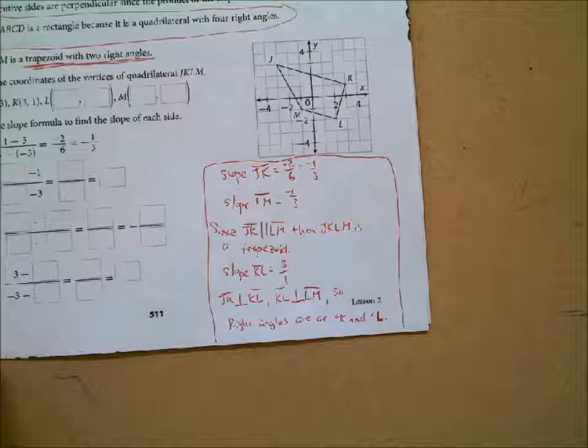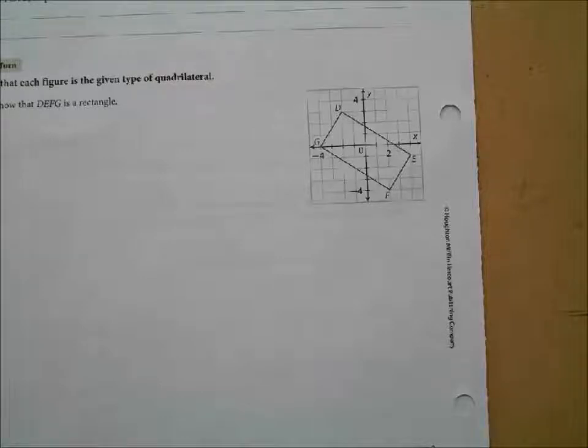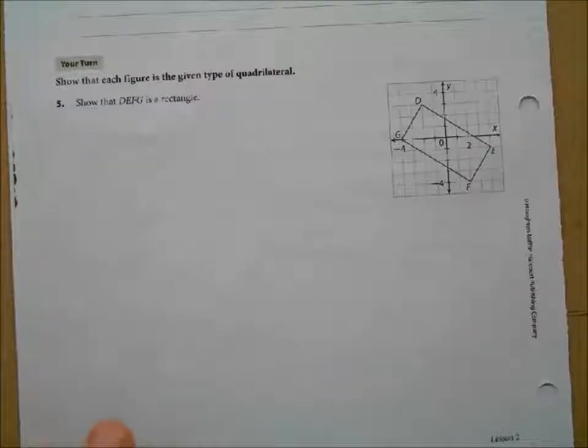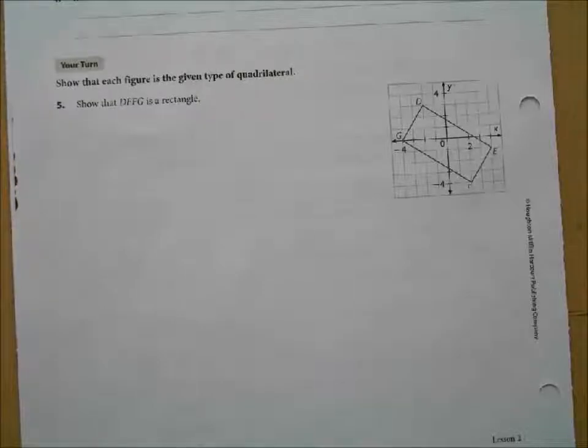So what I'd like you to do now is turn the page over to 512. I'd like you to try number 5 here. Okay, go ahead, try number 5. All right. Remember that we have more than one way to show that something is a rectangle here. Okay? Remember we have conditions for rectangles. So you can use those if you want to. Okay? You don't have to do the way that we did. All right? We'll maybe talk about the different ways you can do it once you guys give it a shot here. But show that DEFG is a rectangle. Okay, go ahead and show that DEFG is a rectangle here. And there's more than one way to do this.